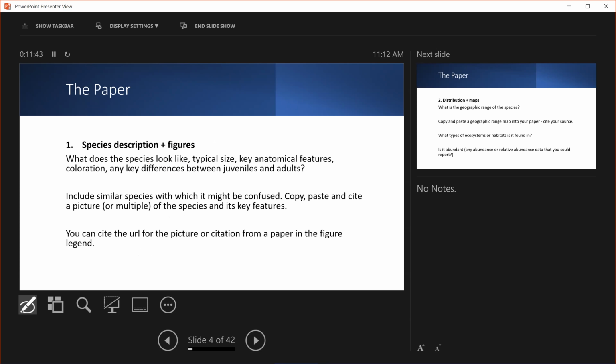This is what we want. First, species description and figures. What does the species look like? What size is it? The key anatomical features that distinguish it from other species, and what species might be confused with it and how you tell the difference, right? Are there any differences between the juveniles and the adults? What are the developmental stages that the species goes through?